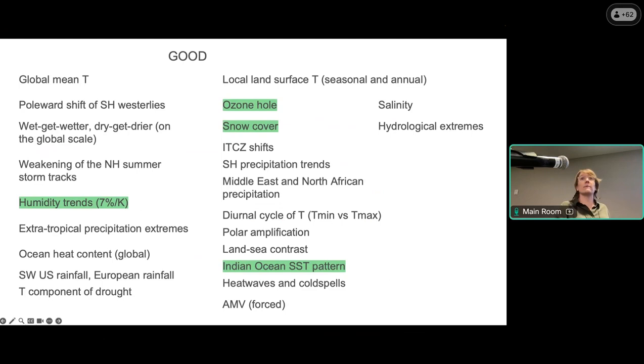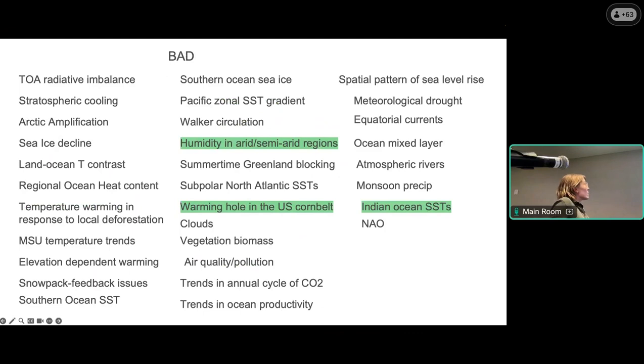But then, of course, there's quite a number of things that were perceived as bad. And you can just see the list here. And we noted some things that, again, appeared in multiple categories, like this Indian Ocean SST, which my group was really suggesting was bad. And clearly some other groups were not as in agreement. We also have the warming hole, which came up also in my group. And this is the humidity, but when we zoom in on local regions, in particular arid and semi-arid regions.